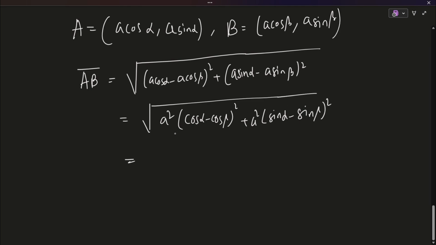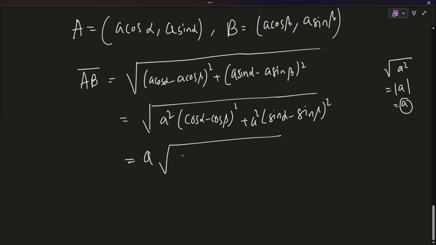And if you take A square common out of the whole thing and then apply the square root to it, you should get mod A. But then again, A is positive, so we do not need the mod. We only need A here, because A was given as positive. The root of A square is basically mod A, so that holds for any real value of A. Since we already know that A is greater than 0, this automatically turns to A, which is what I have done here. Okay. And now inside we have cos alpha minus cos beta whole square plus sin alpha minus sin beta whole square.